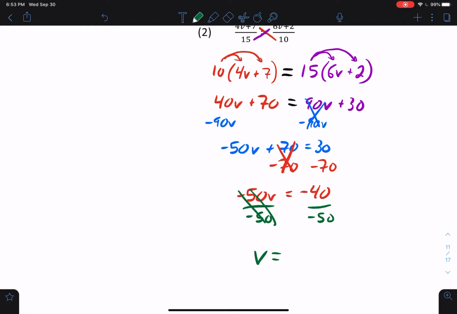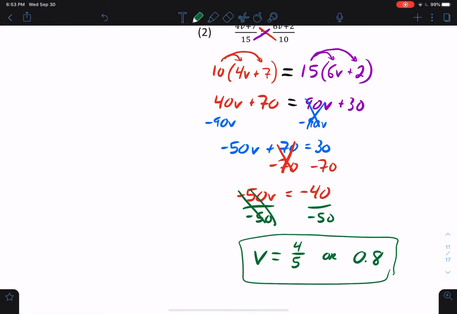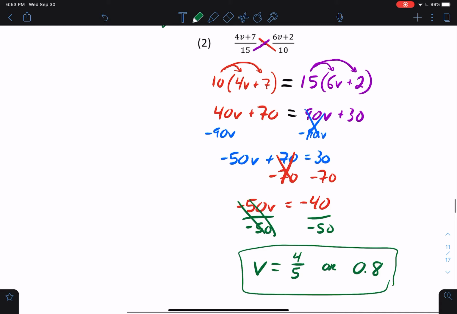And then negative 40 divided by negative 50. I could divide each of those by negative 10. And I'll get 4/5. Or if you left it as a decimal, it'd be 0.8. Okay? And I can go back and plug in for v and check both sides. And it better be the same answer. If I don't get the same answer, that's how I know I did something wrong.